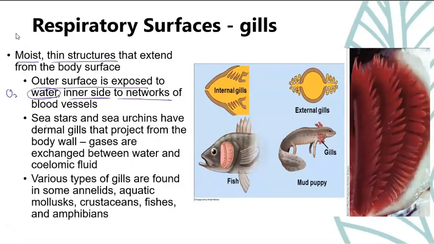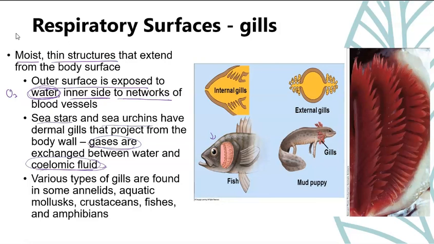Sea stars and also sea urchins have dermal gills that project from the body. Gases are exchanged between water and also coelomic fluids. Sea star and sea urchin, they don't have blood, right? So they are not like fish, which have a closed circulatory system. The other day we looked at open and closed circulatory systems. So these are for sea star and sea urchin. The gases from the respiratory medium, from the water, will enter into the coelomic fluid, to be distributed throughout the body.